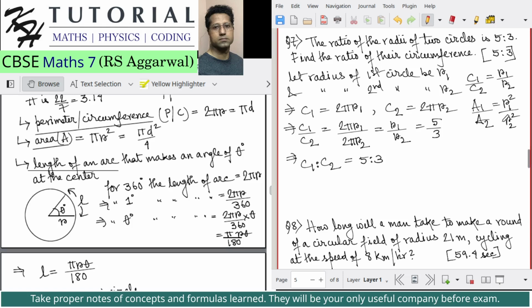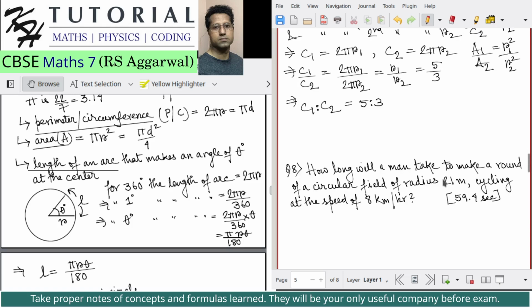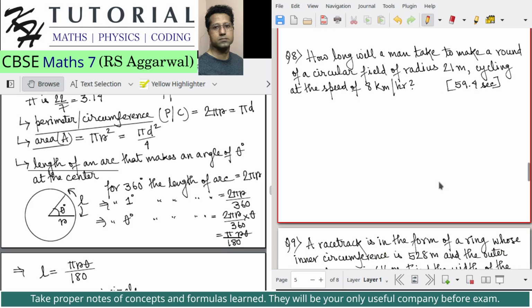Okay, let's see the next problem. Question number 8. How long will a man take to make a round of a circular field of radius 21 meter cycling at the speed of 8 km per hour? So it is asking how long will the man take to travel a distance equal to the perimeter or the circumference of the circle if the man is traveling at a speed of 8 km per hour. So first we have to find out how much distance the man has to travel.